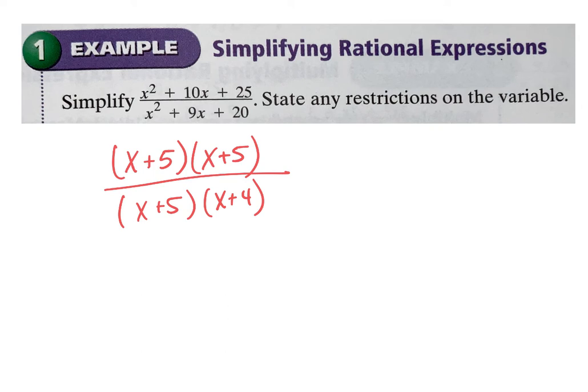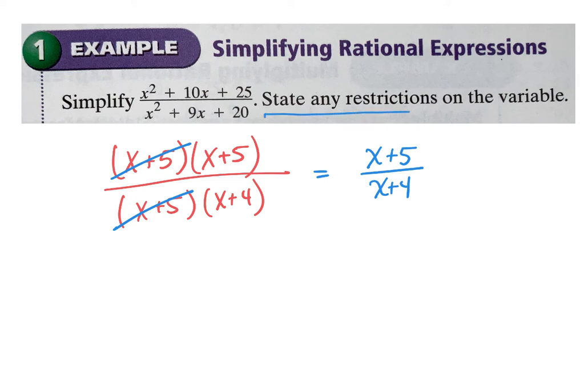What's going to cancel here? x plus 5. So what am I left with? x plus 5 over x plus 4. This is simplest form. I cannot reduce that anymore. That is simplest form for this rational, all right? And so for these, it is asking for the rational in simplest form.